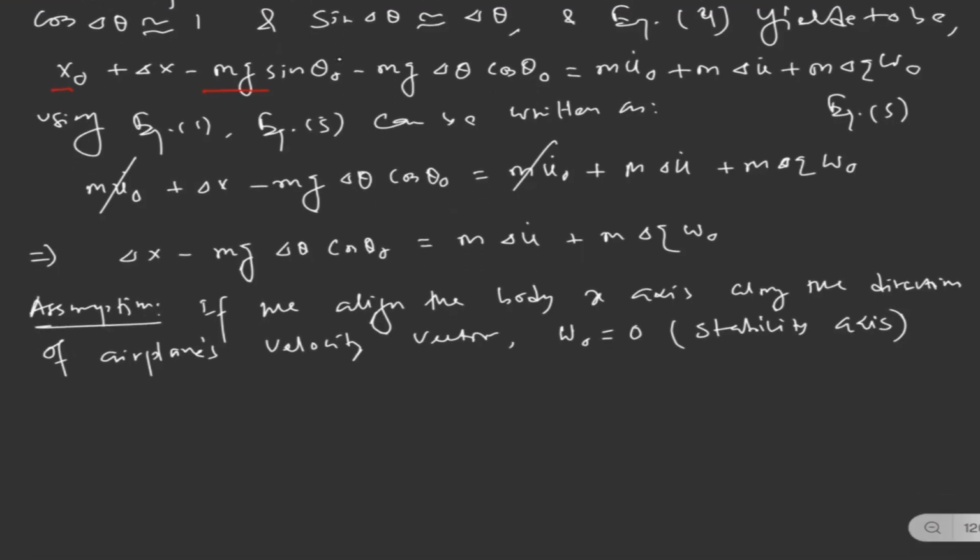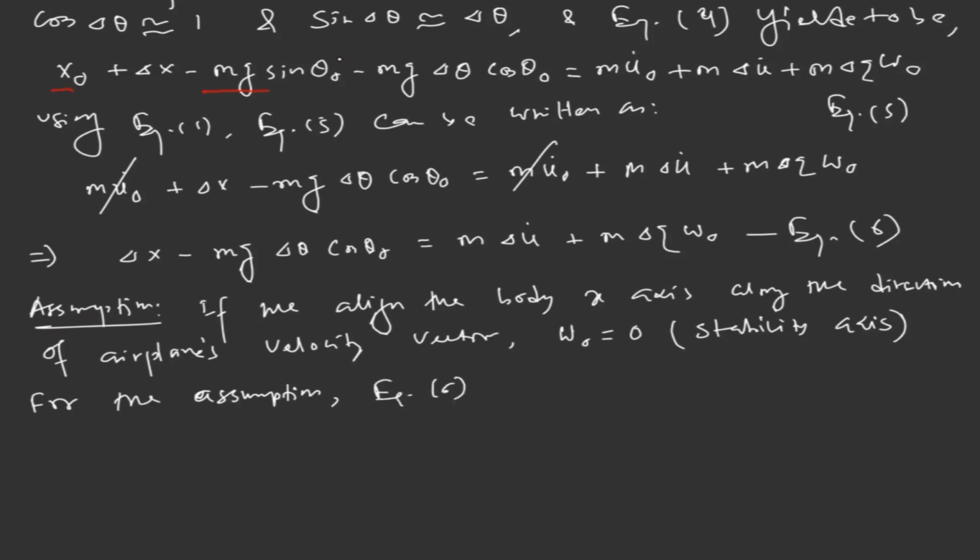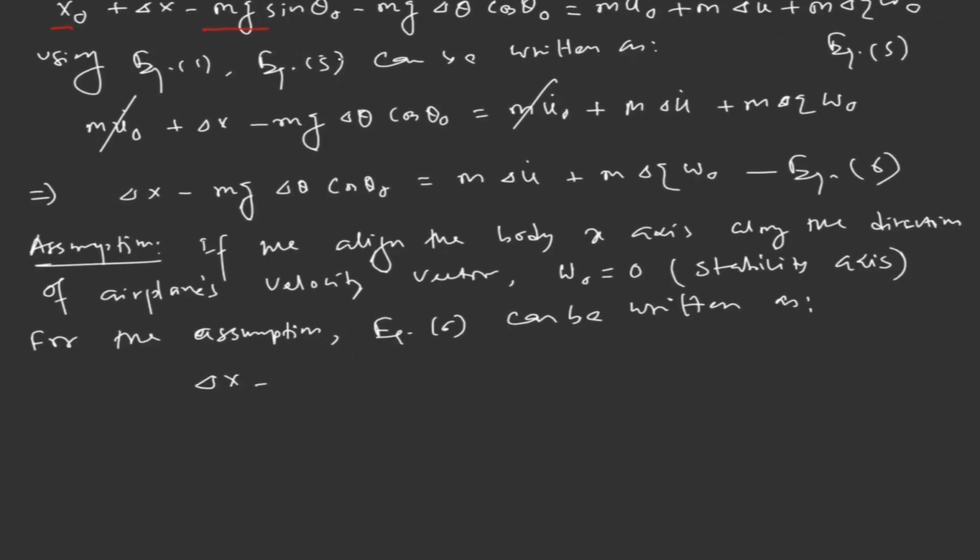So in this condition, equation 6 for the above assumption can be written as del x minus mg del theta cos theta naught equal to m del u dot. Let me define this as equation number 7.